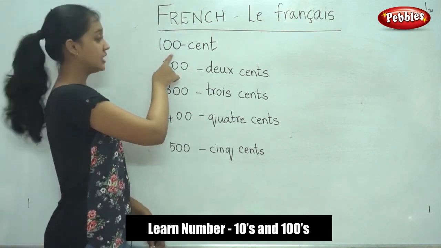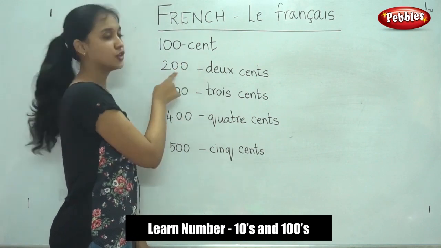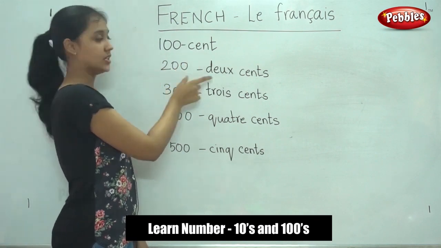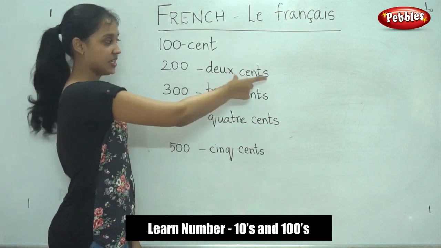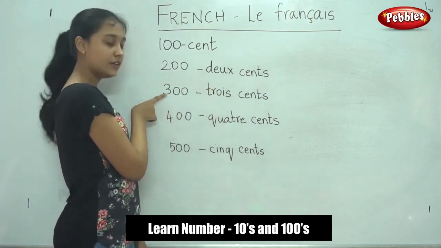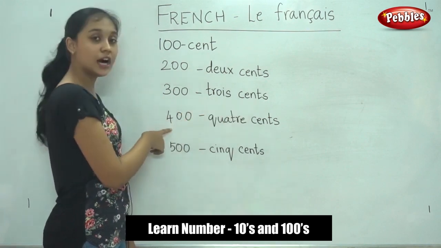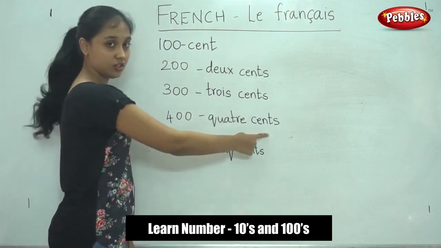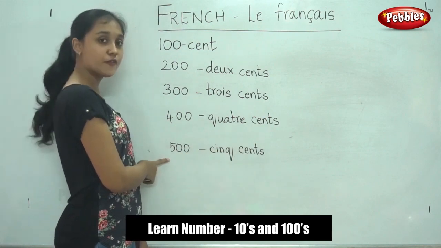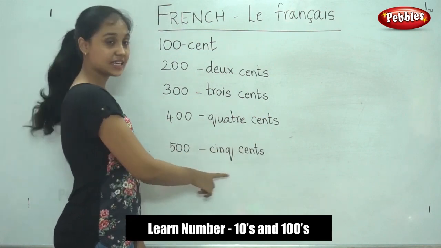For number 100 it is 100. For 200 we wrote for 2 it is the, and 100 is 100. Similarly for 300 it is 300. For 400 400. And for 500 it is 500.